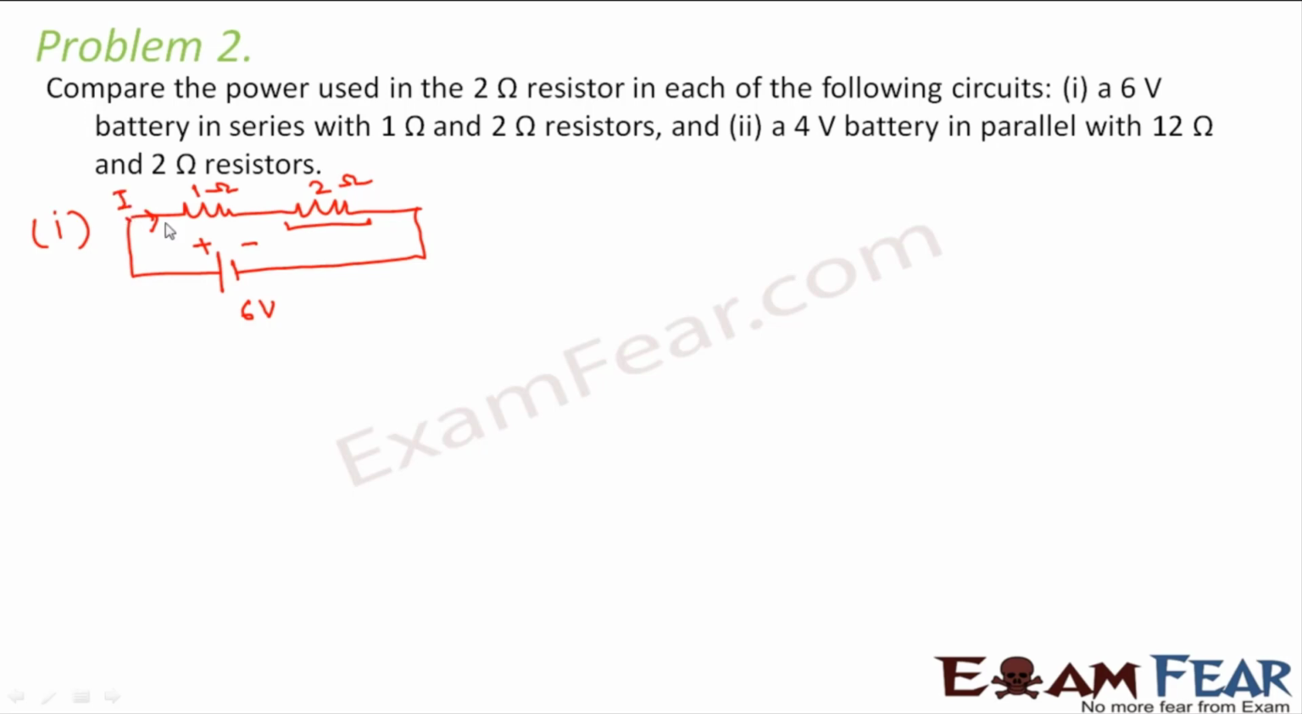Let us suppose some current I flows through the circuit. Since these 2 resistors are in series, the same amount of current will flow through each of these resistors. So let us try to calculate the current flowing through this circuit.